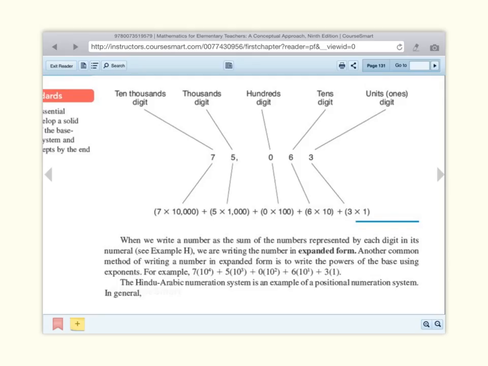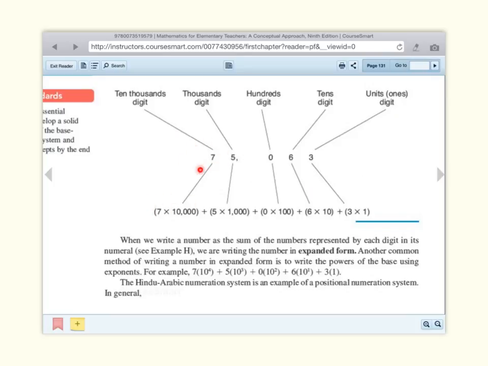You will also be asked on your assignment to rewrite some whole numbers into expanded form. So if you take a look on page 131, there you'll see some guidance on how to do that. So in this particular example, we have 75,063. And so if we were to break it apart, knowing that we're working within base 10, we know what each of those values is and the place that it holds. The units, tens, hundreds, thousands, and 10,000s digit. So we could rewrite those as an expanded sum of multiplications.